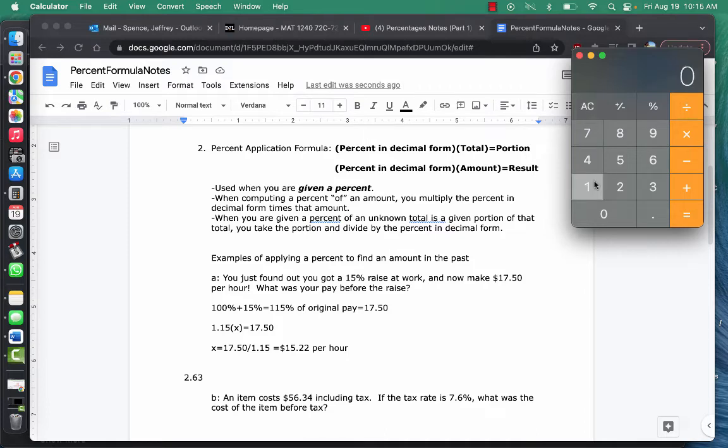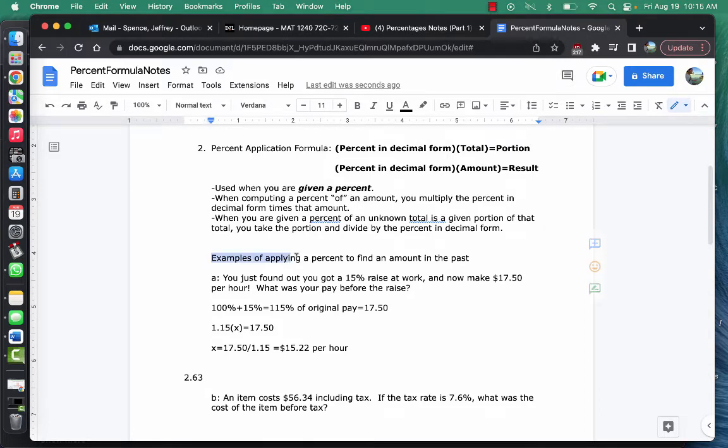So if I do 17.50 minus 2.63, and let's say, all right, well, I think I made 14.87. If I do that times 1.15, which would represent the 15% raise, guess what? It's not 17.50. So when we do these backwards problems, when we're finding an amount in the past, you have to do it this way, where we're solving for the unknown amount by dividing.